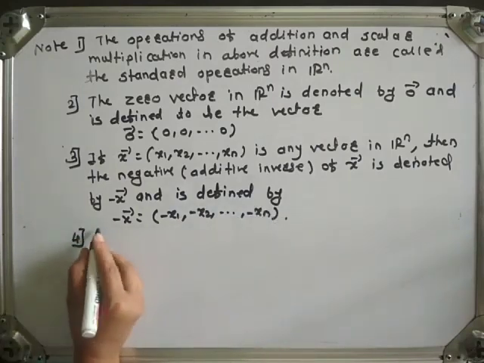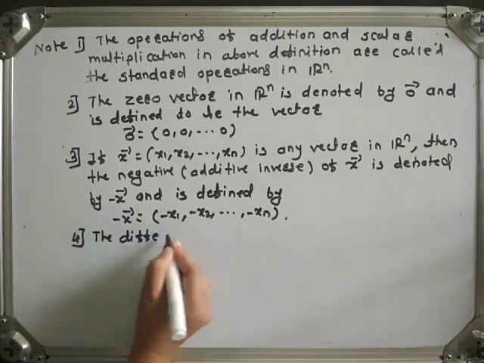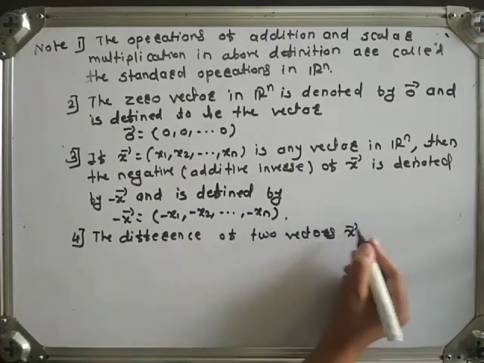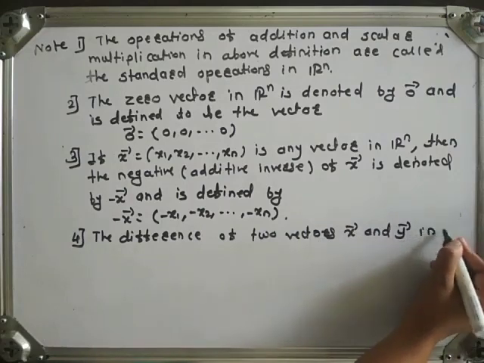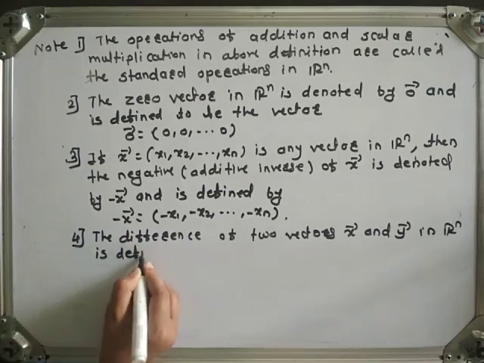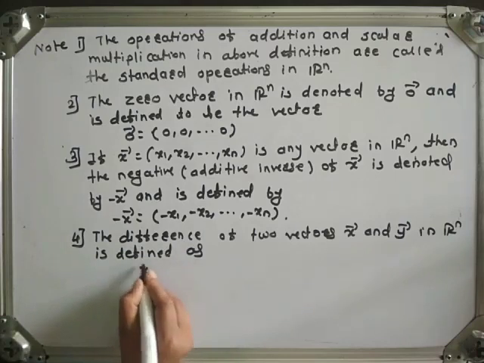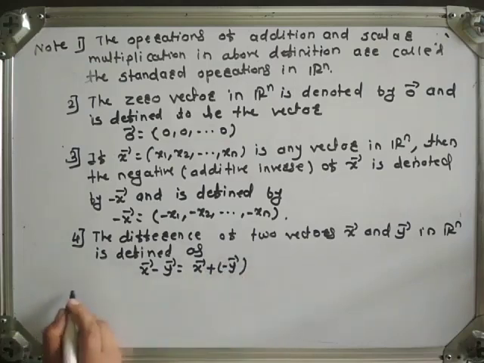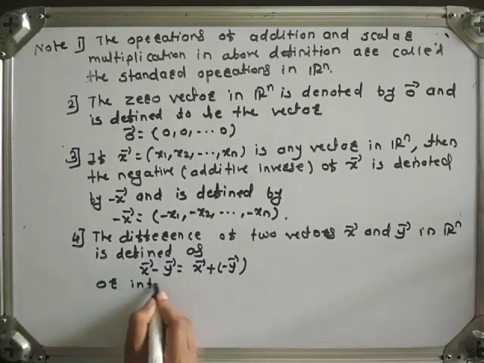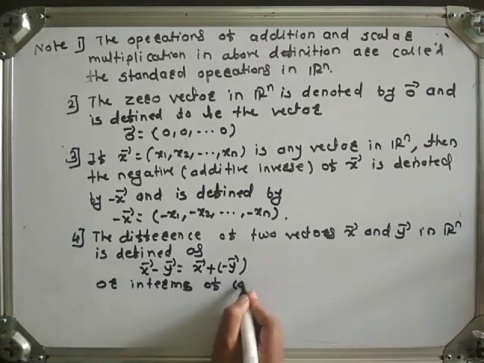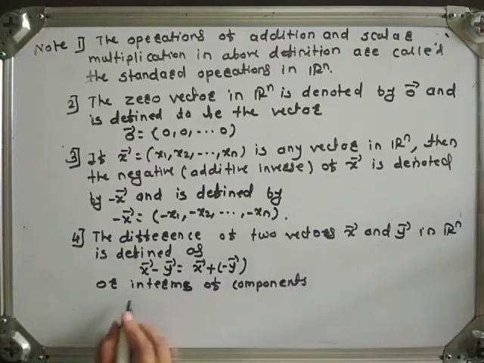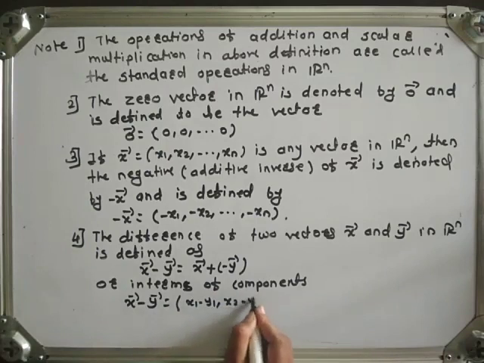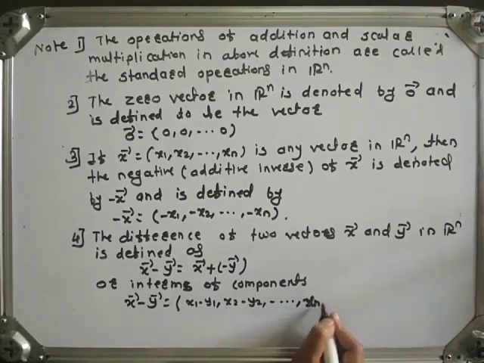Okay. Fourth note: the difference of two vectors x bar and y bar in Rn is defined as x bar minus y bar, which is nothing but x bar plus in bracket minus y bar, or in terms of components x bar minus y bar is equal to x1 minus y1, x2 minus y2, and so on up to xn minus yn.